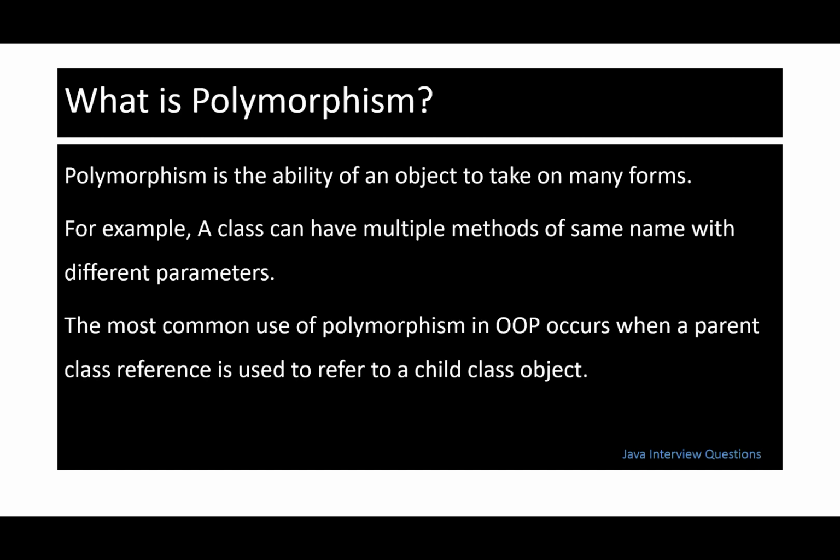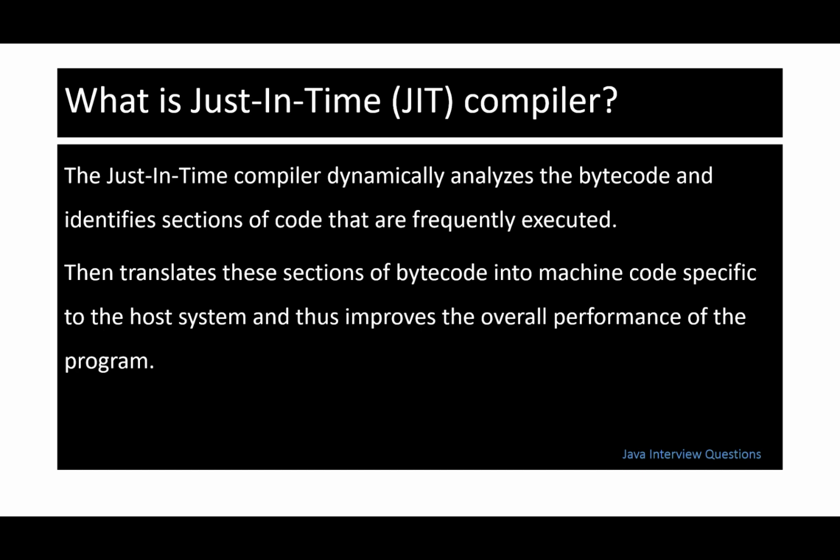What is polymorphism? Polymorphism is the ability of an object to take on many forms. For example, a class can have multiple methods of the same name with different parameters. The most common use of polymorphism in object-oriented programming occurs when a parent class reference is used to refer to a child class object.